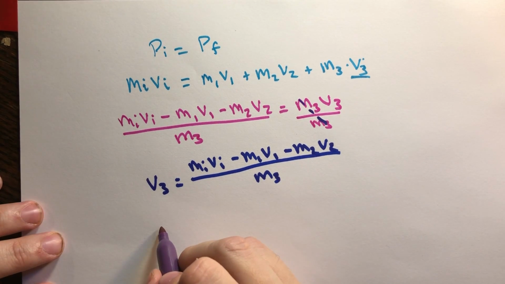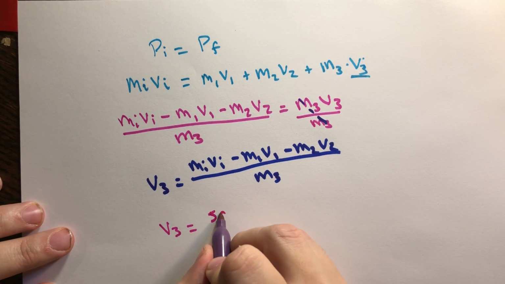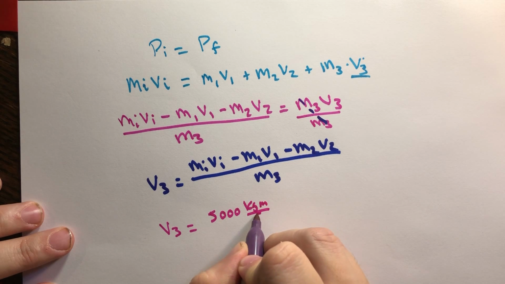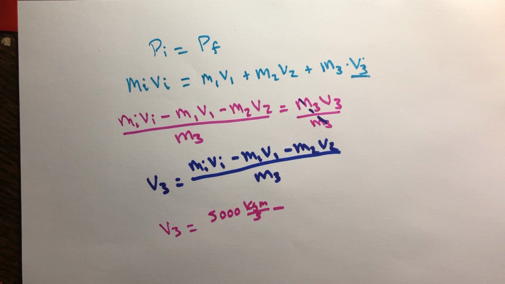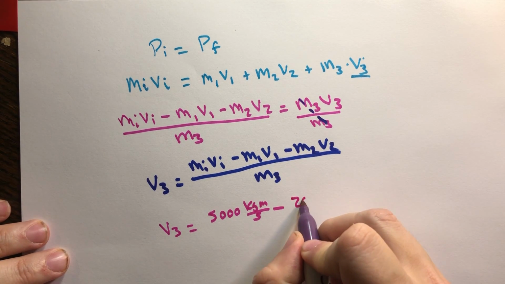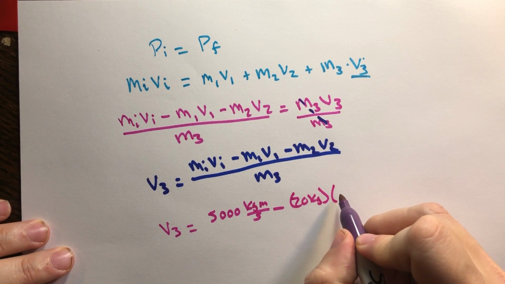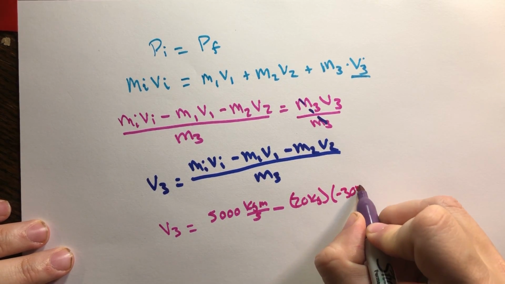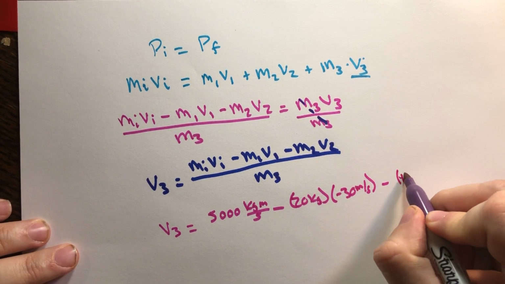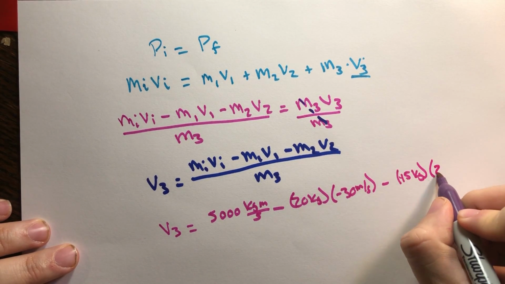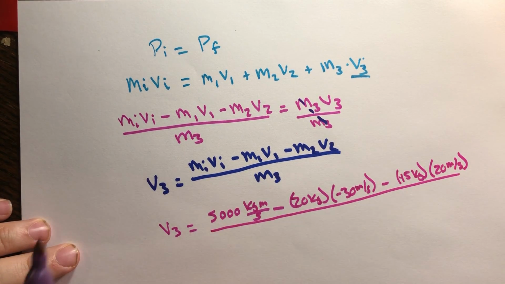All we gotta do is plug in some numbers. So for the velocity of the third piece, we already know the initial mass times velocity is 5,000 kilogram meters per second, so I'm just going to write that down. Minus the mass of the first piece, which we were given as 20 kilograms, and it was going to the left, so I'm going to say left is negative, with a velocity of negative 30 meters per second. And then the mass of the second piece, which was 15 kilograms, going to the right at 20 meters per second, so I'll leave it positive, divided by the mass of the third piece, which we said was 15 kilograms.